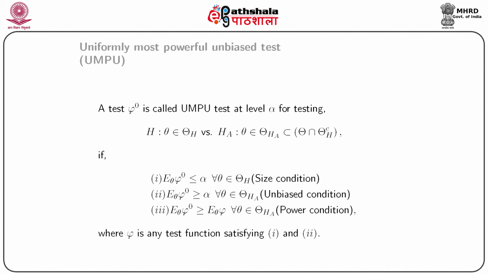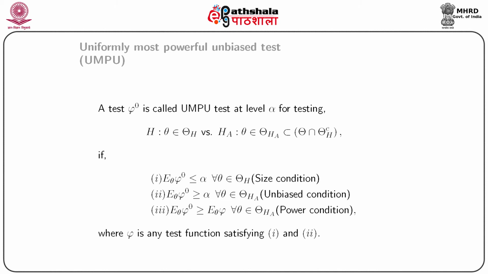Now we define the uniformly most powerful unbiased test, which is abbreviated as UMPU. A test ψ₀ is called a UMPU test at level α for testing H: θ belongs to Θ_H versus H_A: θ belongs to Θ_HA if number 1, expectation of ψ₀ is less than or equal to α for all θ belongs to Θ_H. This is actually the size condition. Number 2, expectation of ψ₀ is greater than or equal to α for all θ belongs to Θ_HA. This is the unbiasedness condition.